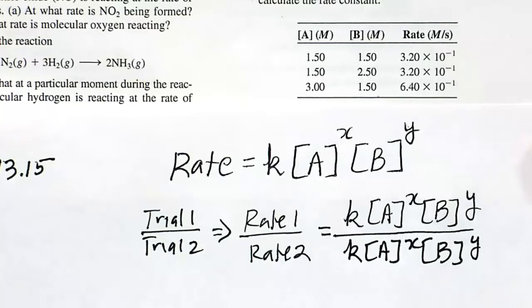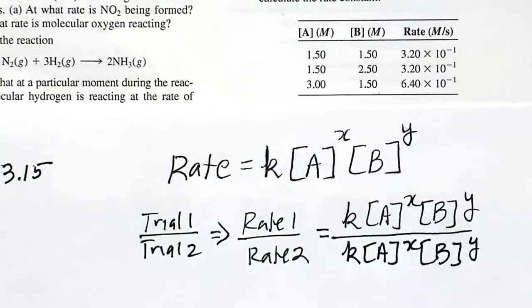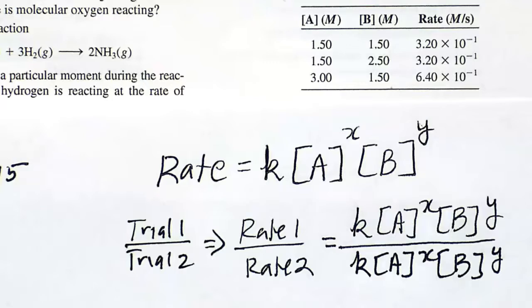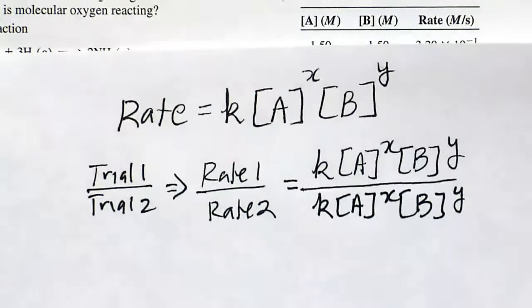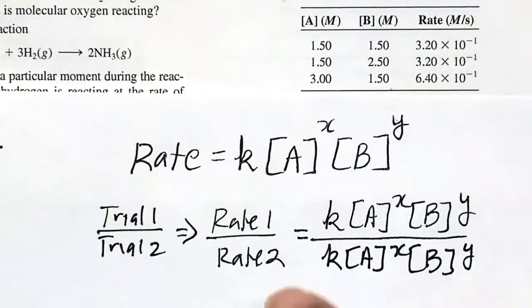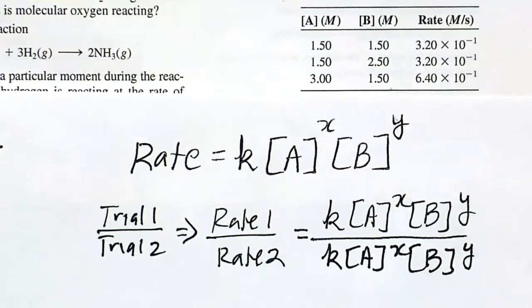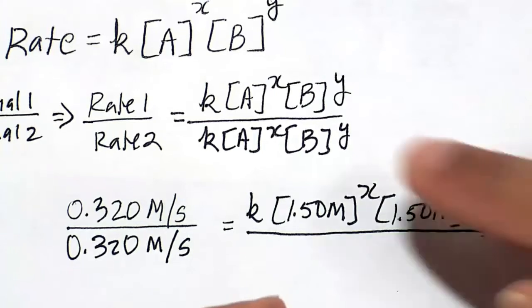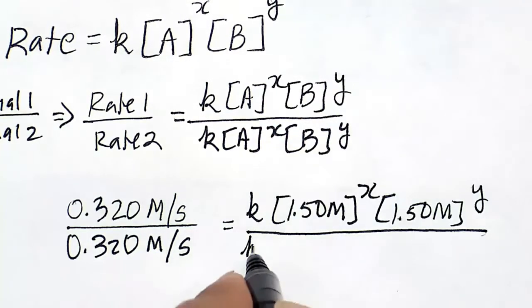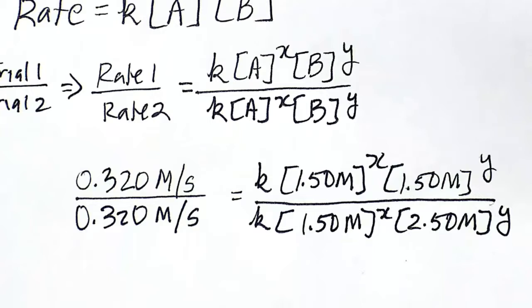Now it's just a matter of plugging in the appropriate values for rate 1, experiment 1, and rate 2, experiment 2. So I'll go ahead and do that. Rate 1 is 3.20 times 10 to the minus 1. I'm going to put our units here. The units are the trickiest thing with these rate laws. Units are molar per second, big M, moles per liter. And let's do this for rate 2, experiment 2. I'll put in my numbers here.